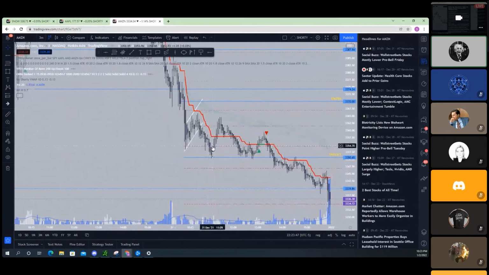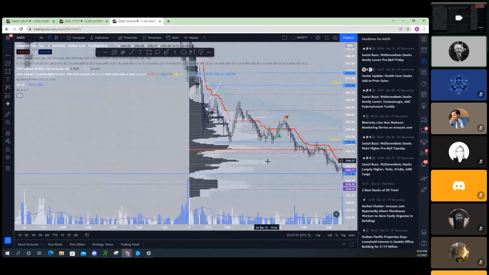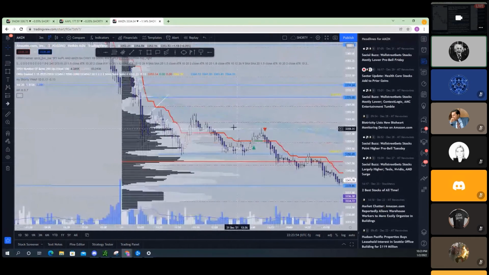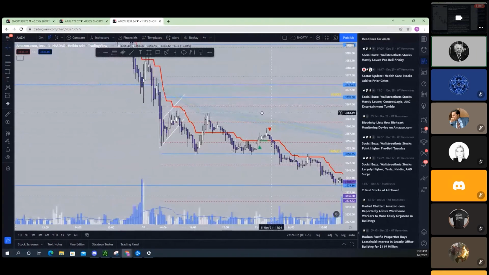So if you look at this, I usually use Heikin-Ashi candles about 90% of the time for my entries and my exits here. So for instance, I'll just hide this. I can't get a good color scheme on the volume profile. I messed up my previous one.